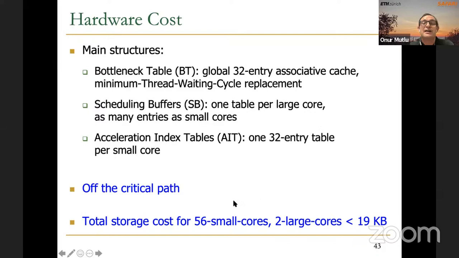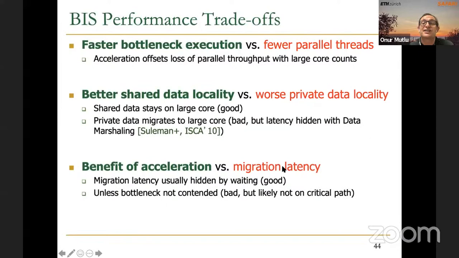And there are performance trade-offs that are similar to accelerating critical sections, in a sense. I'm going to go through this quickly because we've covered similar trade-offs already. Here, the trade-offs are similar. You have faster bottleneck execution versus fewer parallel threads. But again, acceleration offsets the loss of parallel throughput with large core counts. You get better shared data locality versus worse private data locality. It's the same issue again. Shared data stays on the large core, which is good. Private data migrates to the large core, which is bad. But we can fix this problem with data marshalling, which we're going to talk about next.